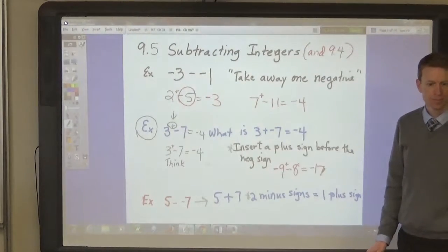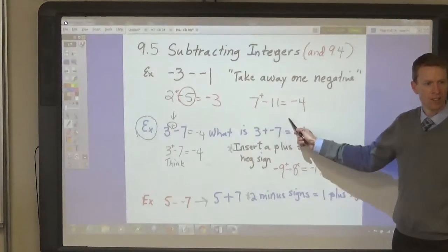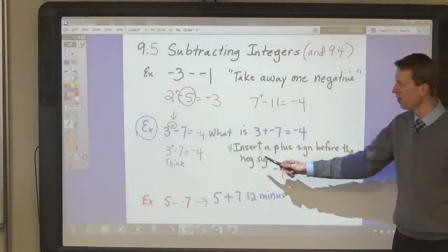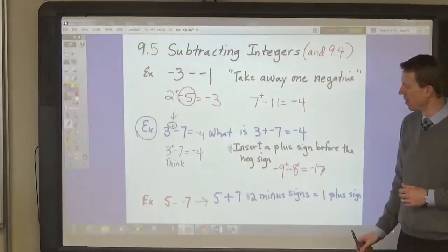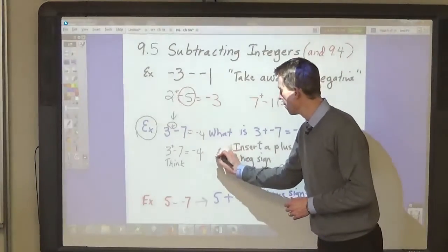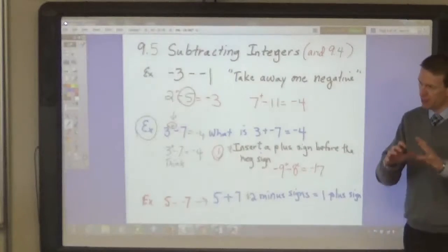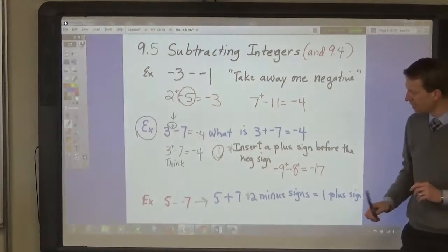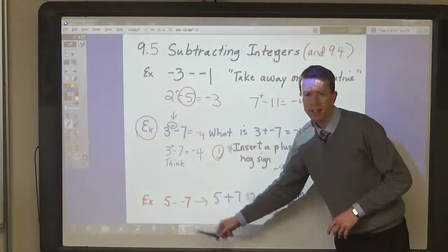Okay? Any questions on this? Remember to insert a plus sign before the negative sign. Okay? Now, that's the first thing you have to remember. The second type of problem is a different type of problem that you're going to encounter. The second type of problem is when you have minus a negative number.